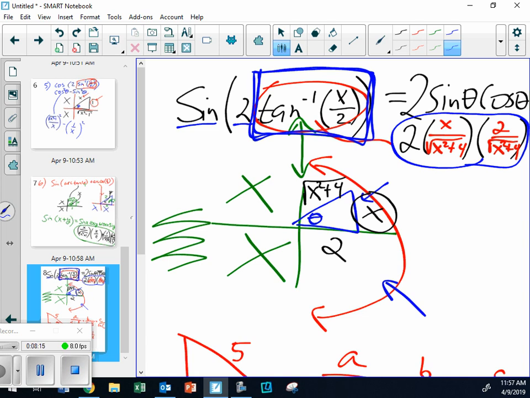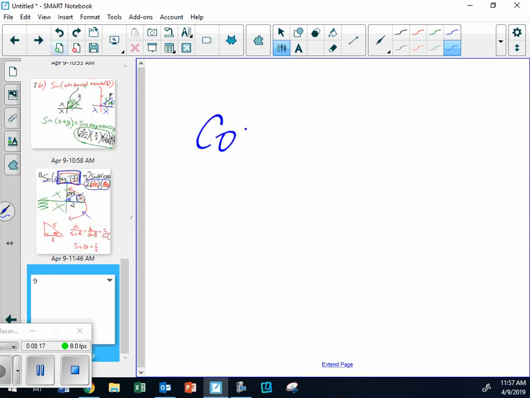So let's do one more that's kind of like that. Would you please do cosine of 2, and then there's an angle, and I'm going to do the angle with a different color just to make it really stand out. Inverse tan of 1 over x.